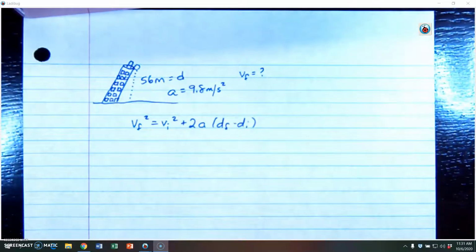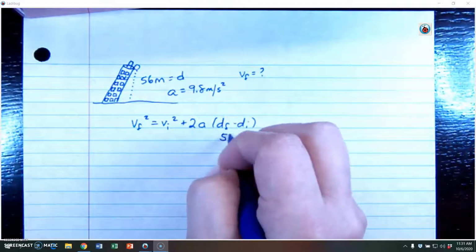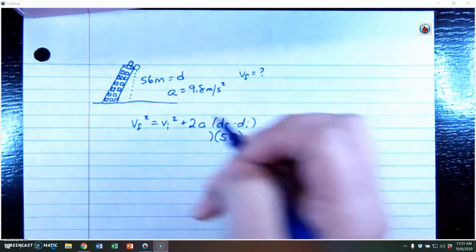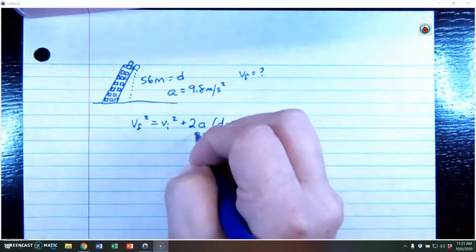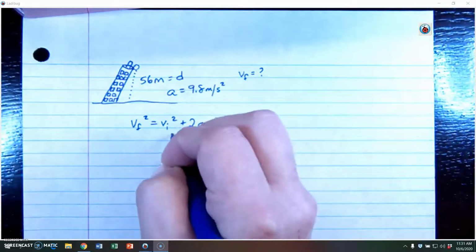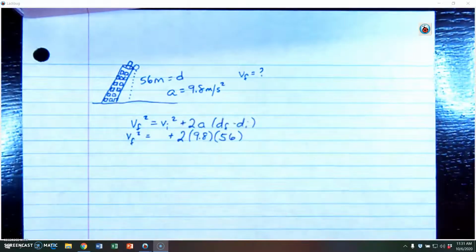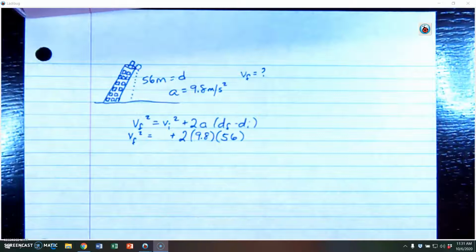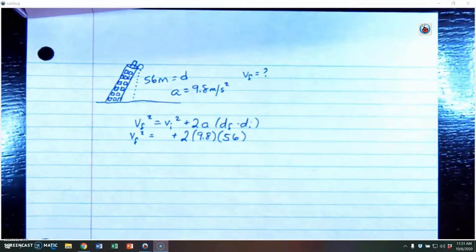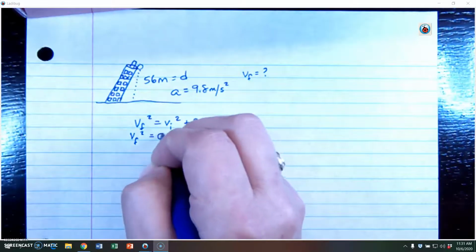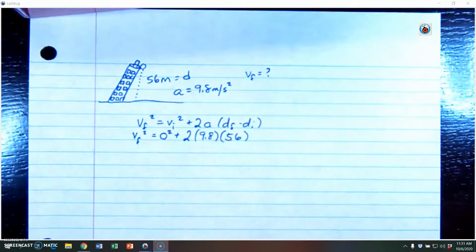Okay. Now our change in distance, we already know it's going to fall 56 meters. We know that a, acceleration, that's 9.8. And we know that vf is our unknown, so that's going to hang out there. Now my big question is vi. How fast was it going before it started falling? Well, if Galileo was up here holding it, he didn't throw it down, so he didn't give it any initial velocity, that vi is 0.